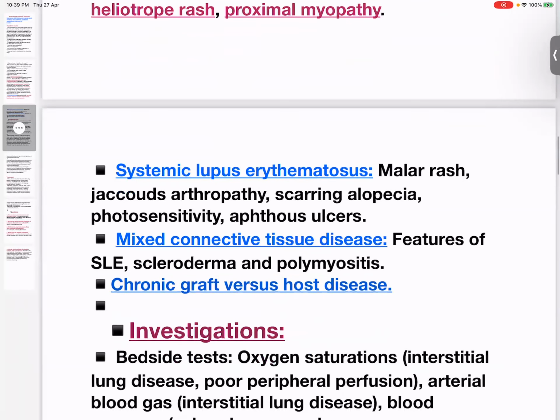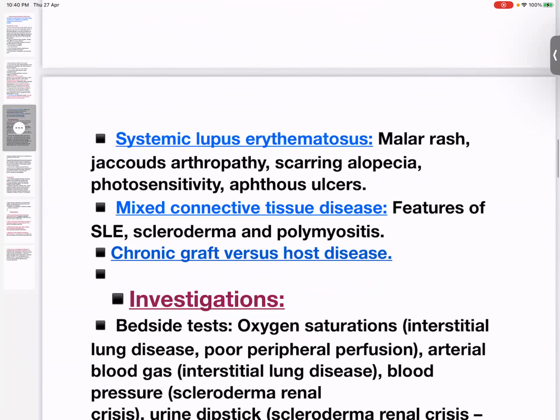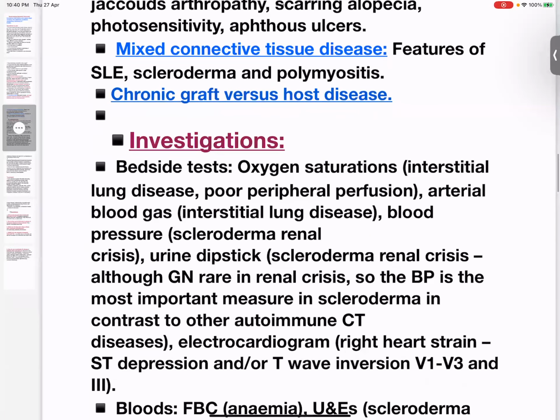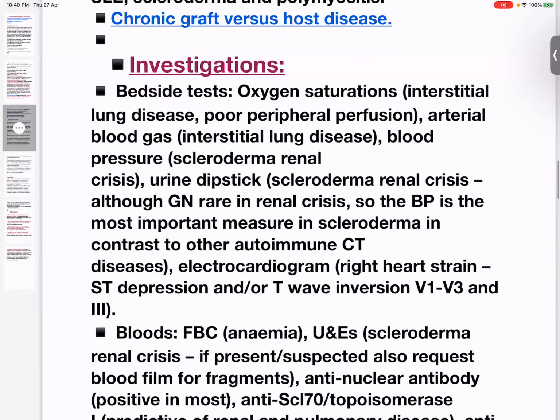Mixed connective tissue disease, you will find features of systemic lupus erythematosus, scleroderma, and polymyositis. Chronic graft versus host disease can be included as a differential diagnosis. Investigations are very important. Bedside test: oxygen saturation in order to check for interstitial lung disease. You will find poor peripheral perfusion, arterial blood gases, interstitial lung disease.